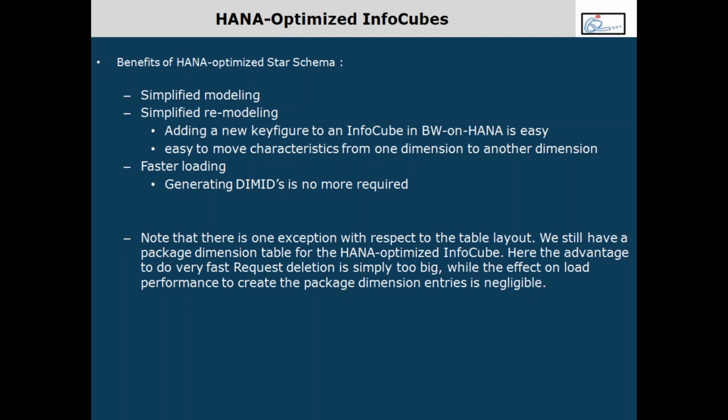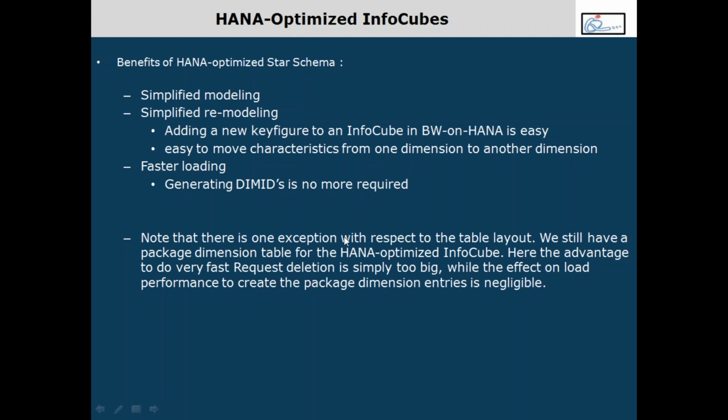But with the data packet dimension, it gives you the flexibility of deletion of the data based on the request ID. Because if I don't have the data packet dimension, I cannot recognize which data is coming with which request. Having the data packet dimension will help me to do a deletion based on the request, and it does not even affect the loading performance because you just generate one request ID for entire records of the request. The advantage is to do very fast request deletion.